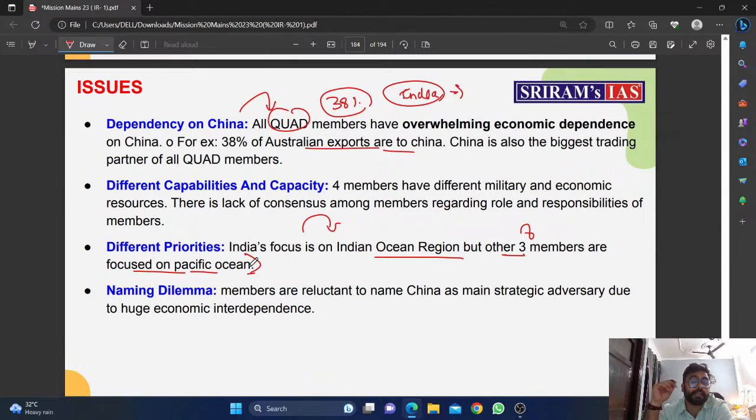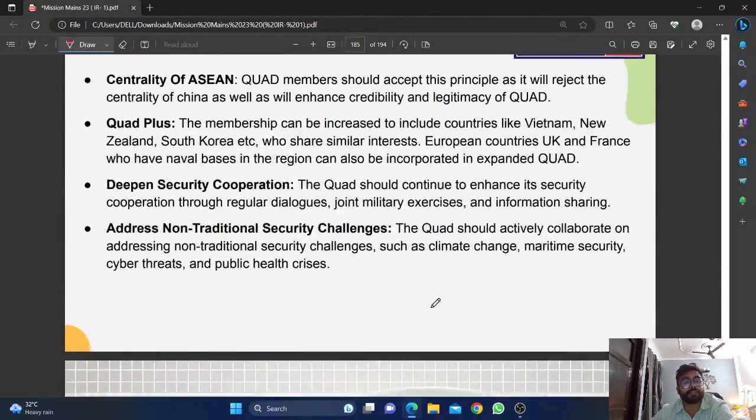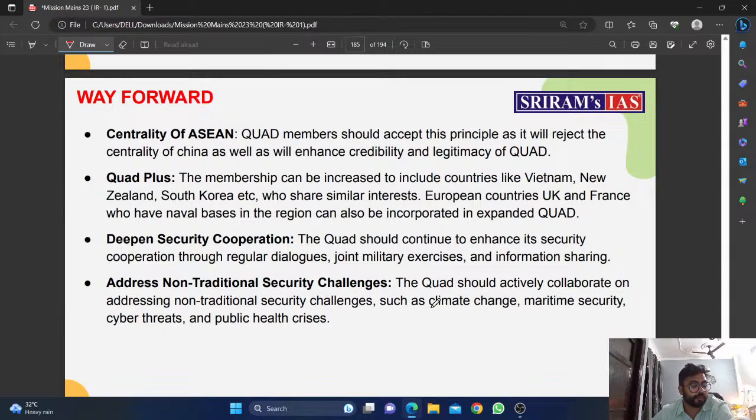And then the naming dilemma. The members are reluctant to name China as the major strategic adversary due to the huge economic interdependence. Even though they are fighting against China, nobody is declaring China as an adversary to the Quad countries. They are not declaring it as a strategic adversary, because all the nations are dependent on China. Even China knows this. So what is the way forward here?